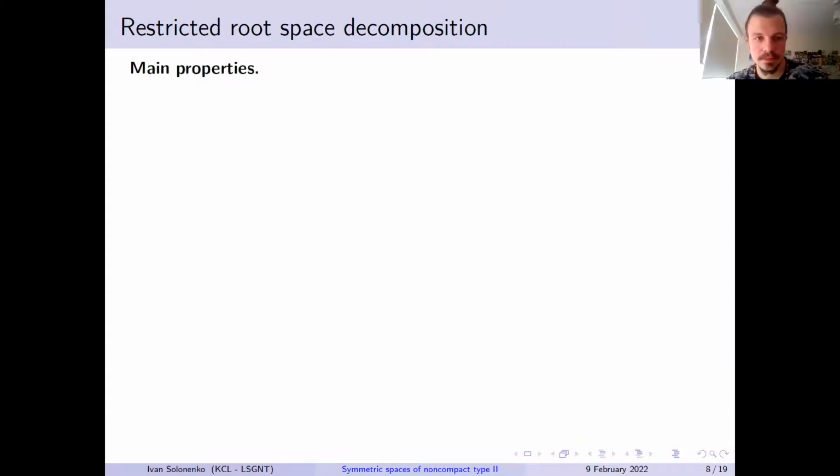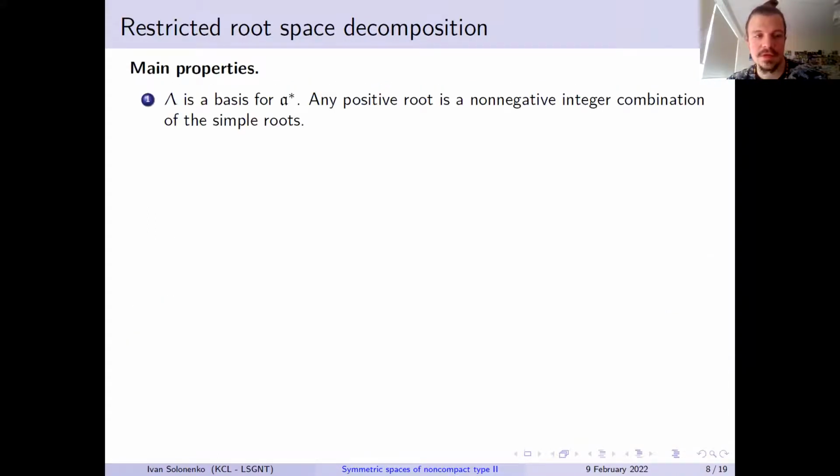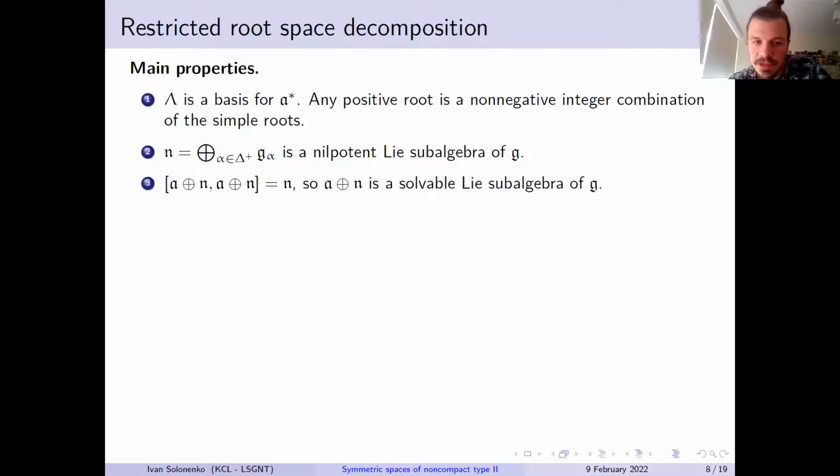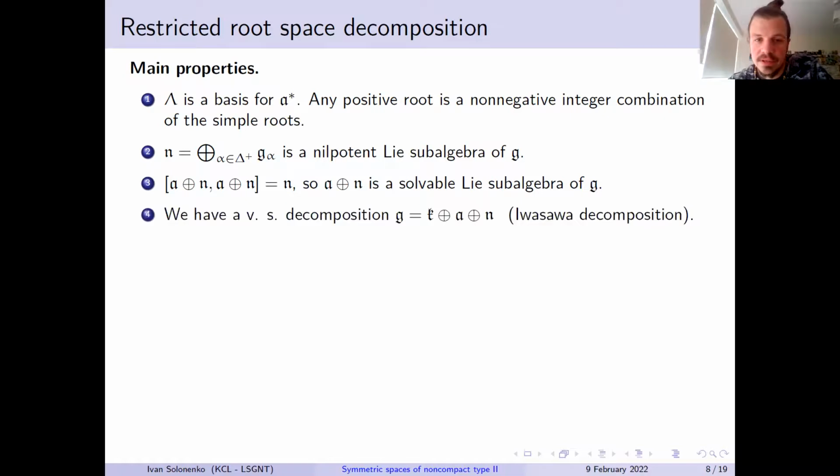Okay. So now the main properties. Lambda is a basis for A star, and any positive root is a non-negative integer combination of simple roots. Then N, which is just the sum of all restricted root subspaces corresponding to positive restricted roots, is a nilpotent Lie subalgebra. This was also mentioned last time. Then the Lie bracket of A plus N with itself is N. So A plus N is a solvable Lie subalgebra of G.